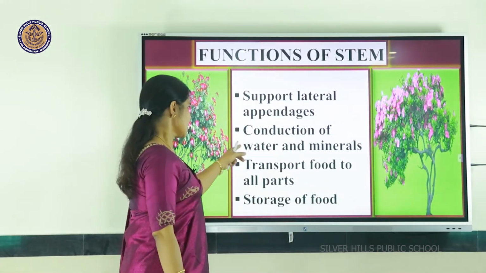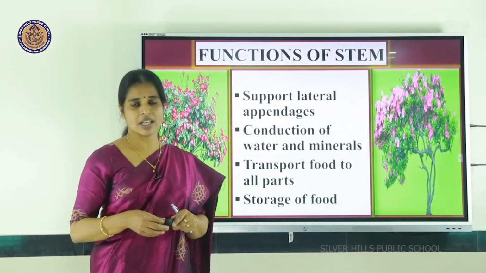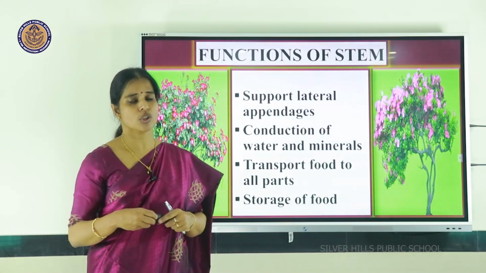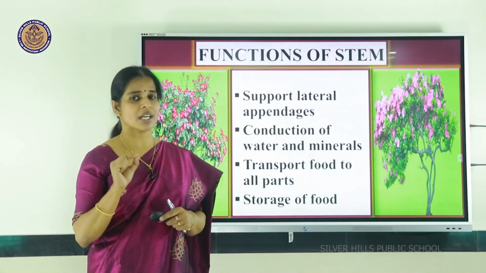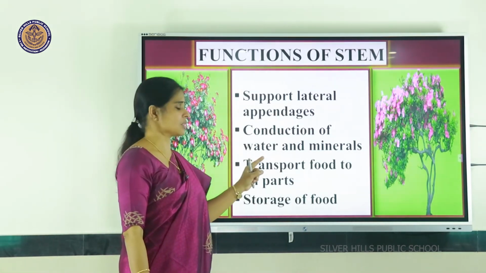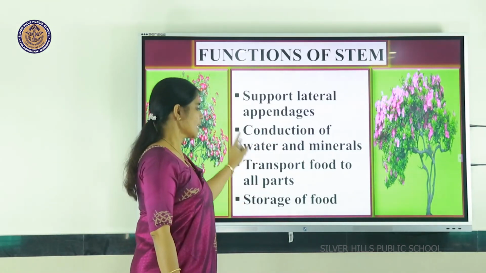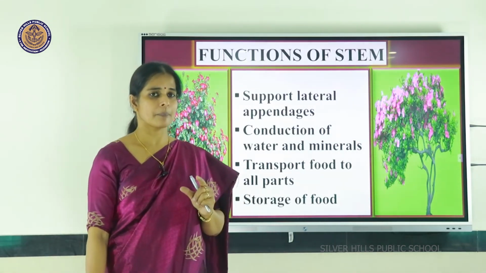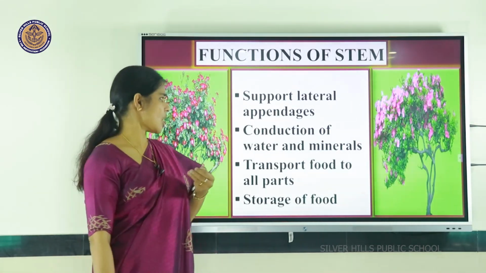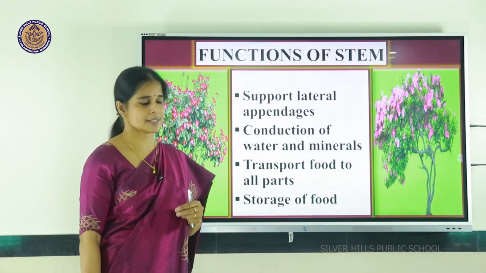That is one thing. Second, it helps in the conduction of water and minerals. When we learned about the functions of the root, we learned that roots help in the absorption of water and minerals from the soil. Now, this has to reach the leaves for photosynthesis, so it has to be transported. That conduction is done by the stem. The vascular tissues present inside the stem help in the transportation of water and minerals to the leaves for photosynthesis.